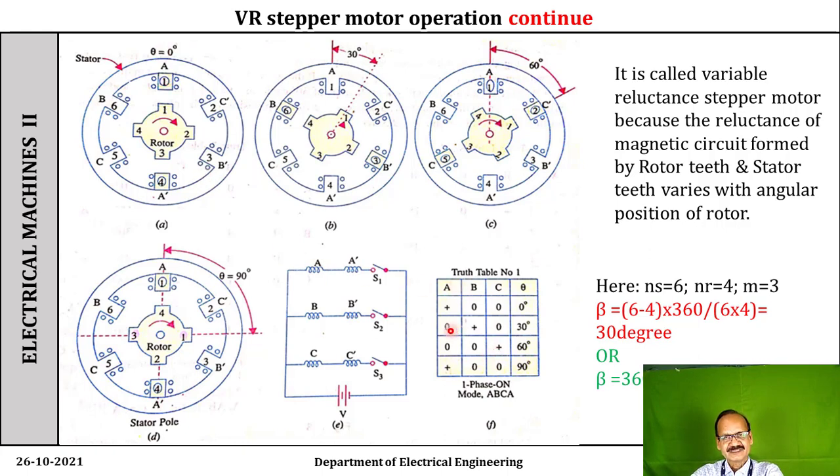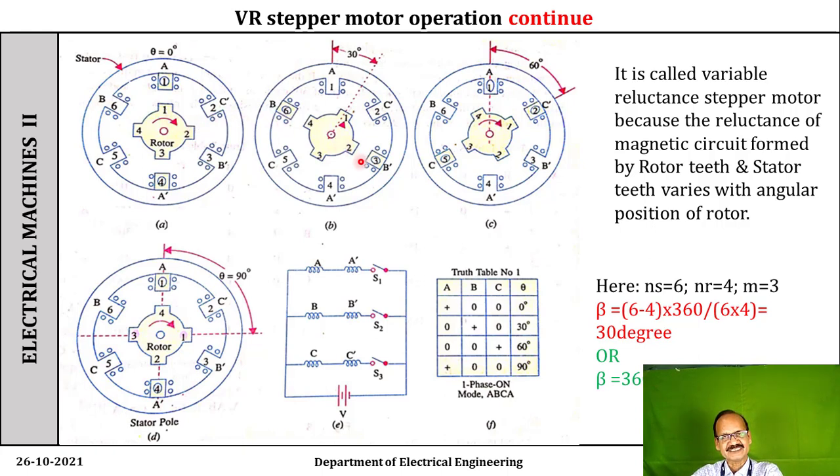Now switch on the switch S2, that means excite the coil B dash, and keep S1 and S3 open. When B dash is excited, it will produce the north pole and south pole. And this is a ferromagnetic material. Obviously, the opposite pole will be produced here and it will get attracted. So what will happen? It will rotate, and the rotor poles or teeth 2 and 4 will align with 3 and 6 of the stator poles.